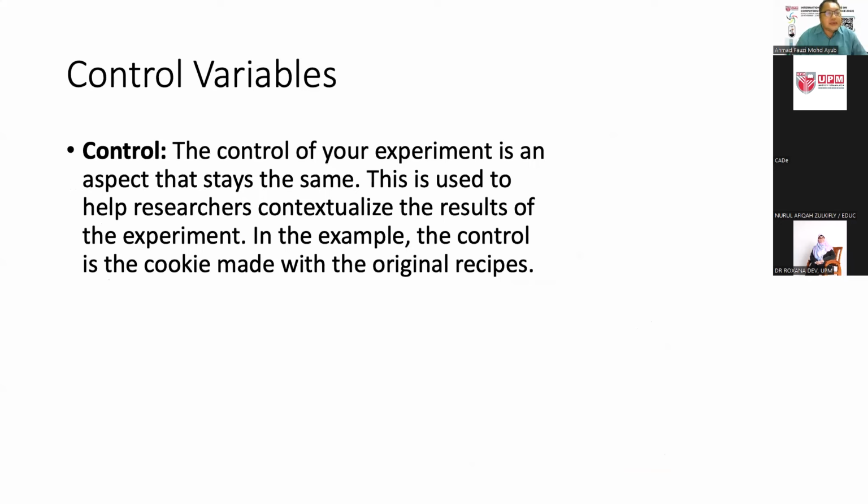Okay, and then we also have a control variable. The control of your experiment is an aspect that stays the same. This is used to help researchers contextualize the result of the experiment. For example, in the control experiment.